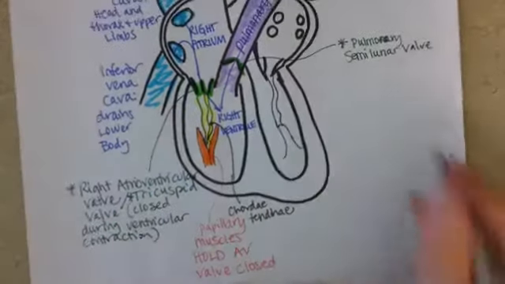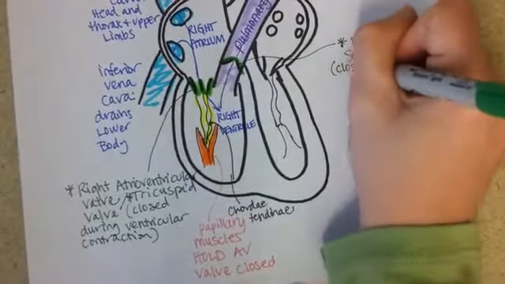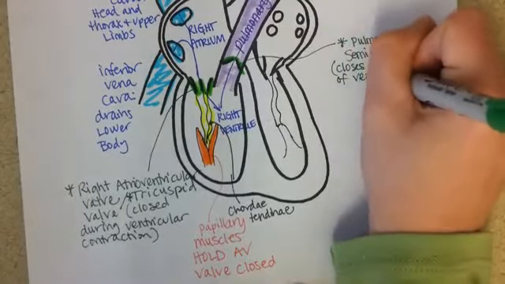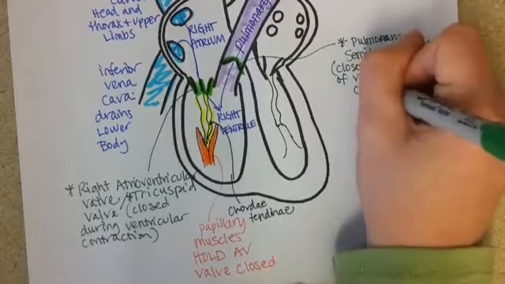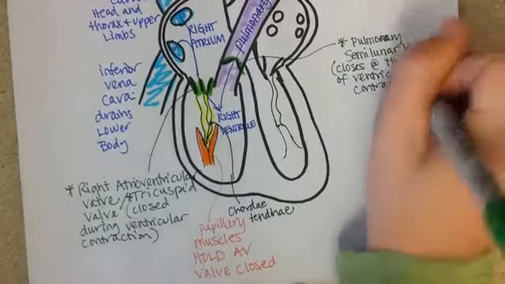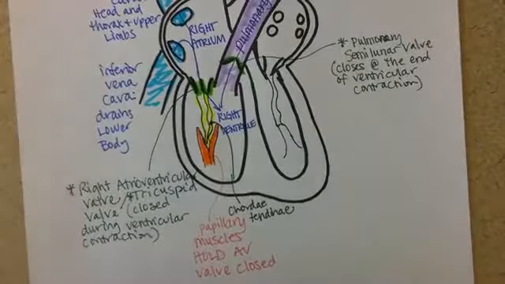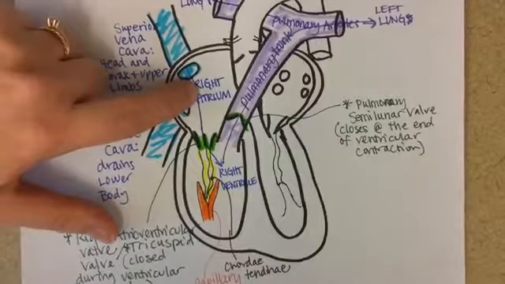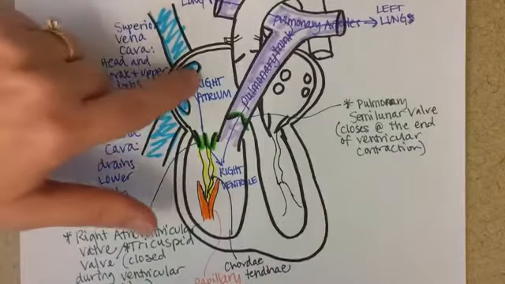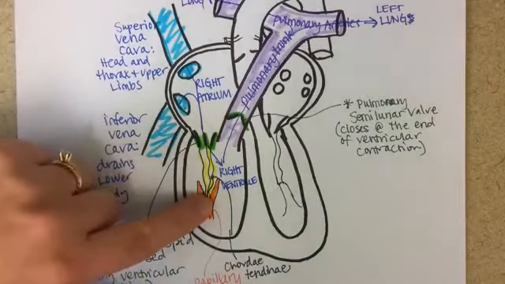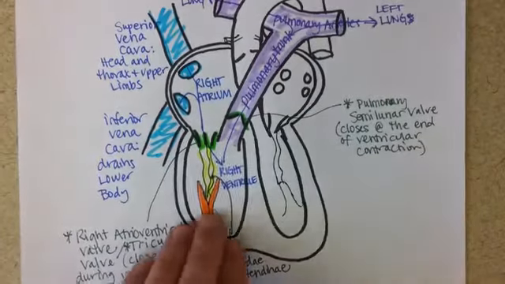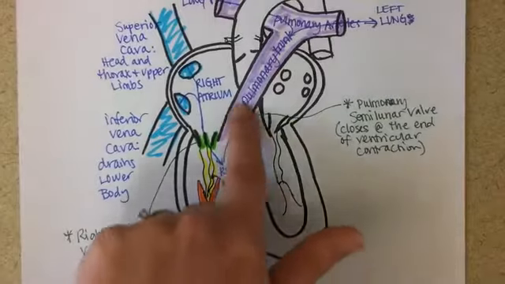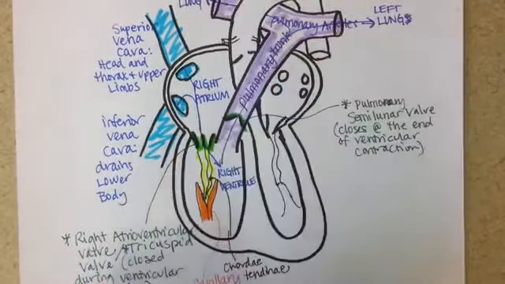The semilunar valve closes at the end of ventricular contraction, or sometimes it's called systole. Okay, so then retracing our steps, deoxygenated blood comes into the right atrium from the body. It's pumped down into the right ventricle. When the right ventricle contracts, the papillary muscles hold the AV valve closed and push blood up and out through the semilunar valve into the lungs, where it gets oxygenated.